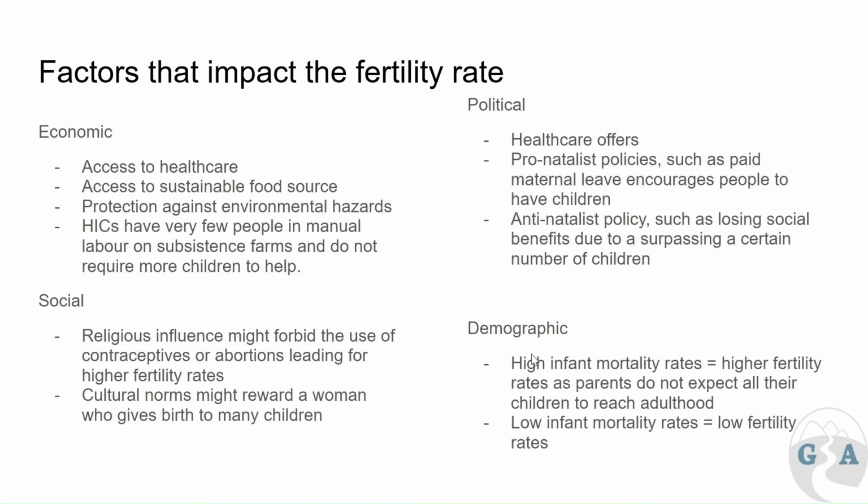And this comes down to things like high infant mortality rates, where higher fertility rates are because of high infant mortality rates. So people will tend to continue to have children with the expectation that not all of them will make it to adulthood. The idea with political factors is that you can have an anti- or pro-natalist policy. A pro-natalist policy tries to encourage higher fertility rates, and an anti-natalist policy tries to reduce them. Religion can also influence this and forbid the use of contraceptives and abortions.